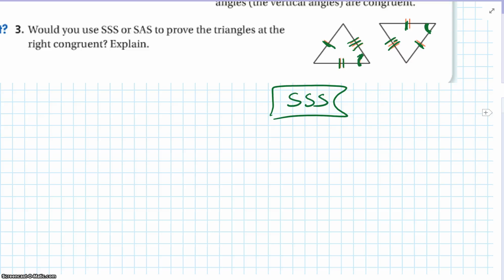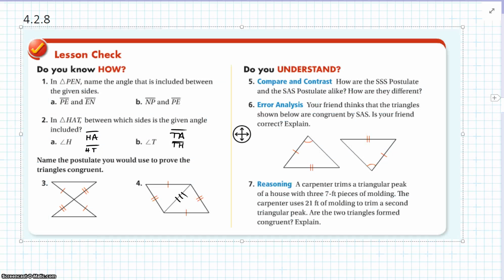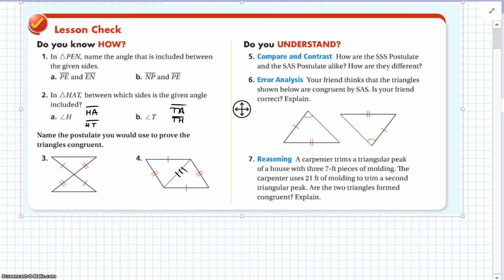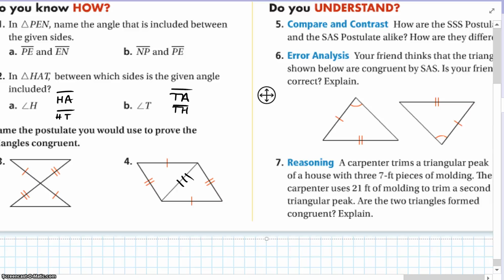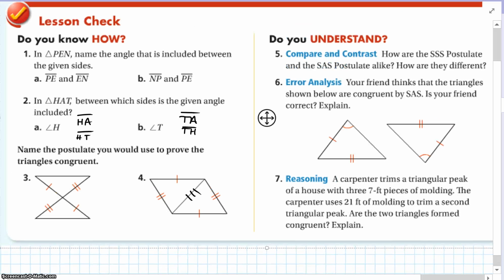Okay? Lesson check. In triangle PEN, name the angle that is included between the two sides. Okay? Let's see. Between segment PE and EN, what letter is listed twice? E. So we know angle E. In P and PE, which letter is included twice? P. So we know it's angle P.